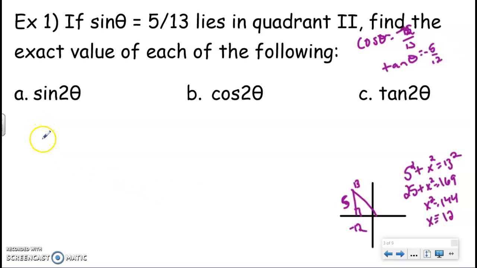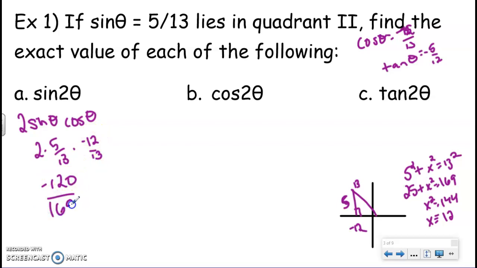So the formula for sine of 2 theta is going to be 2 times sine of theta cosine of theta. Well, sine of theta is 5/13. Cosine of theta is negative 12/13. So we can actually simplify this by multiplying everything out. You get negative 10 times 12, which is negative 120. 13 times 13 is 169. So negative 120 over 169.